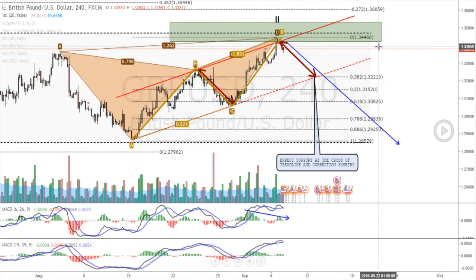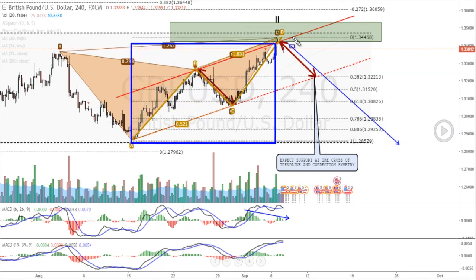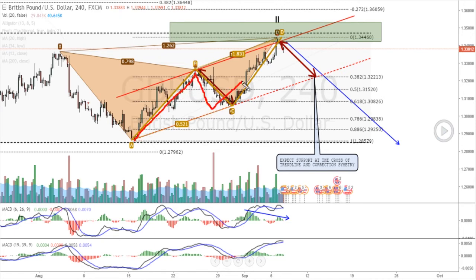This was a great move also. I had a perfect ABC move here. Sorry, not this tool. I had a perfect ABC here. I also had a bearish butterfly. Also had price hitting the top of the channel. So I had 3 things telling me to enter there, and that's what I did.